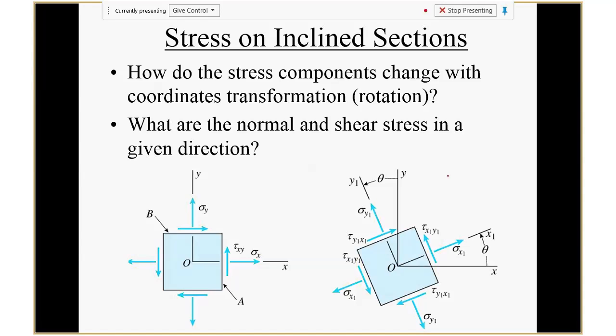Now, what if somehow you're looking at a different direction? You're looking at the X1, Y1 direction. In that direction, what will the stress be? You're going to have a new element, right? If you look at the X1, Y1 direction, you're cutting this square. What will be the stress components? Why would you care? Change from here to here.